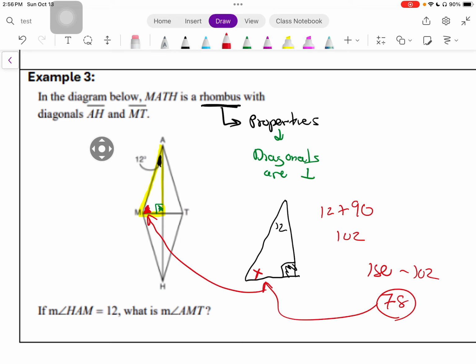All right, that's it for rhombuses. They got those 3 extra properties. Make sure you're studying your properties. Make sure you have them memorized.